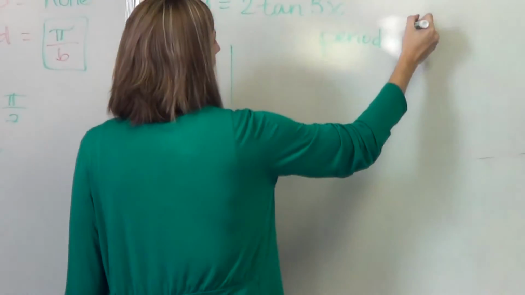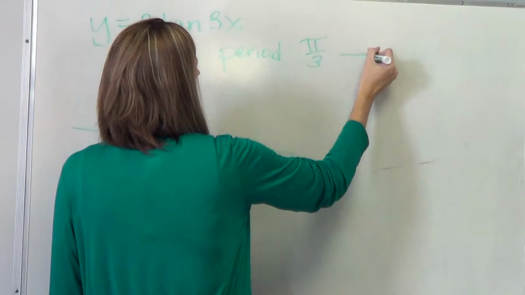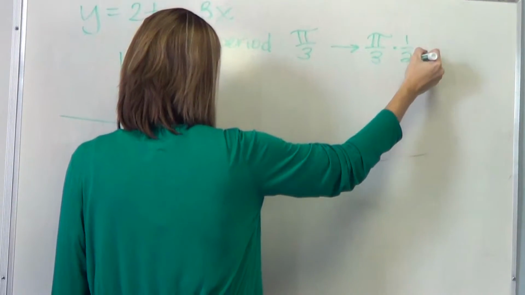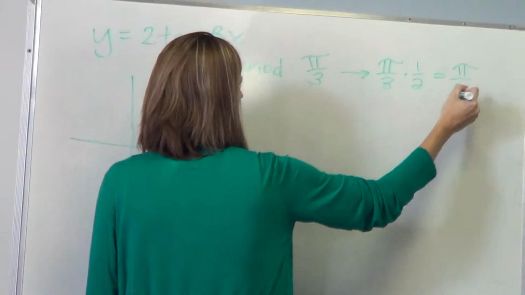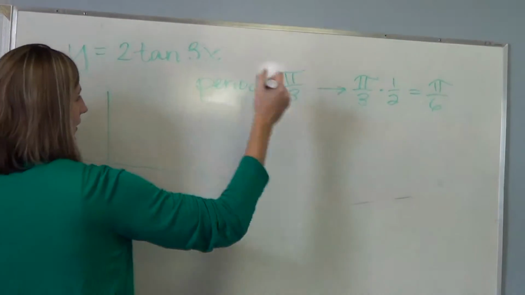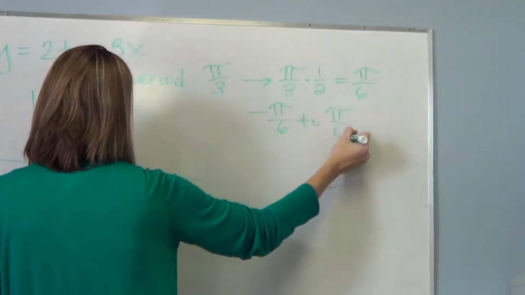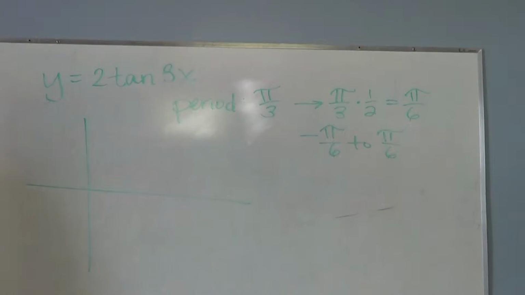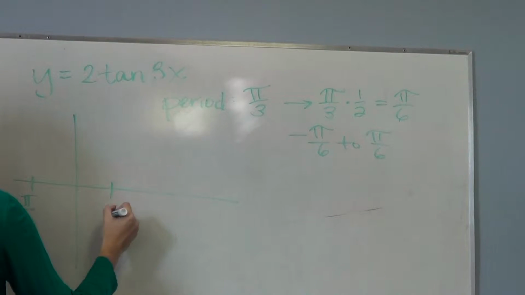3. Pi over 3. So to figure out where we start, we have to divide that by 2. So what's pi over 3 divided by 2? 2 pi over 3. Or just kidding, 2 pi over 6. Just pi over 6, right? So it will go from negative pi over 6 to positive pi over 6. Are we good on that? Yes, okay. So it'll start at negative pi over 6 and go to positive pi over 6.